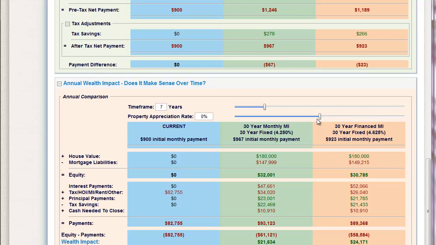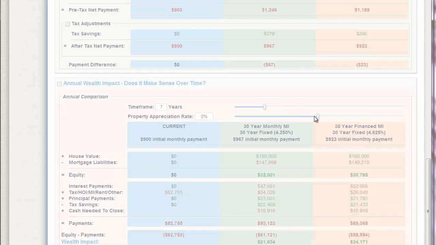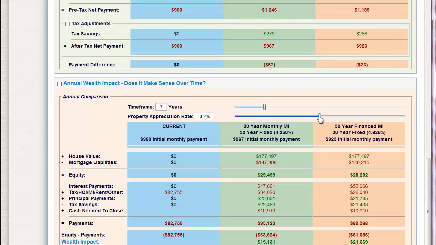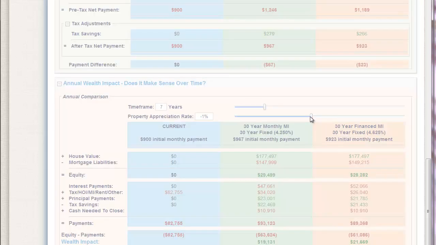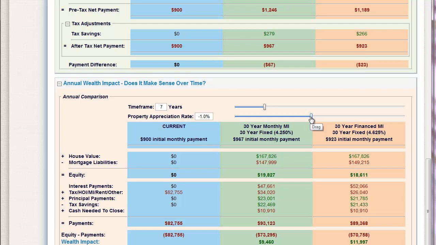Most of you know now with our sliders, you can go positive, you can even go negative. So if I thought, what if this client bought this house and the house actually lost 1% a year in property value? Would this still make sense for them financially? And as you can see below, the numbers are green here. So even if they went from renting this house to buying in these two scenarios, and the property lost 1% of value over the next 7 years, they're still better off by $9,460 or $11,997.